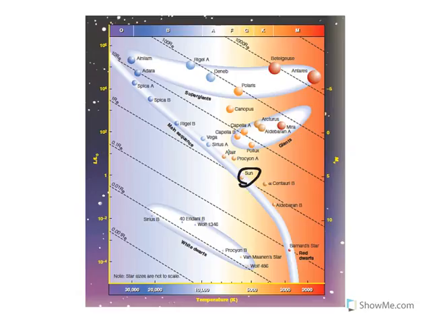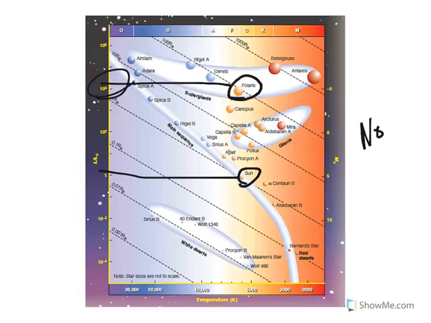Now find Polaris on the diagram. Here is Polaris. Comparing Polaris and the sun, is Polaris larger or smaller? Your answer is that it should be larger. What about luminosity? Is the sun more luminous than Polaris? Your answer should be no. Polaris has a higher luminosity than the sun, so therefore Polaris is brighter.